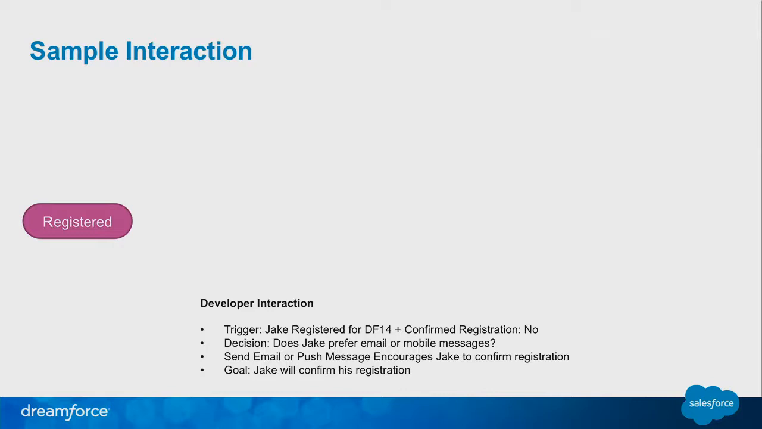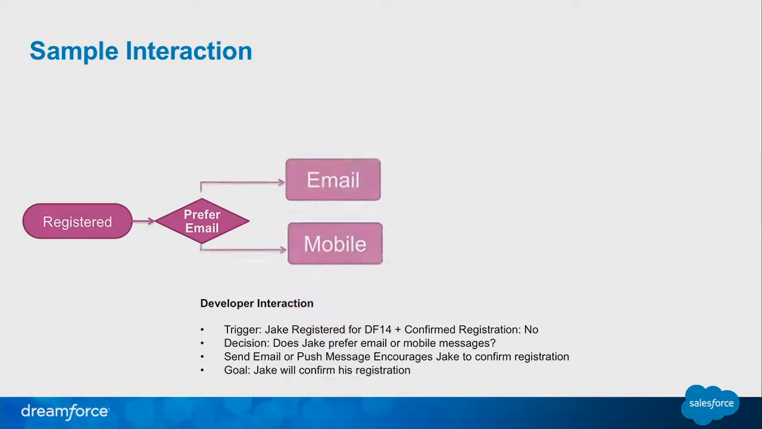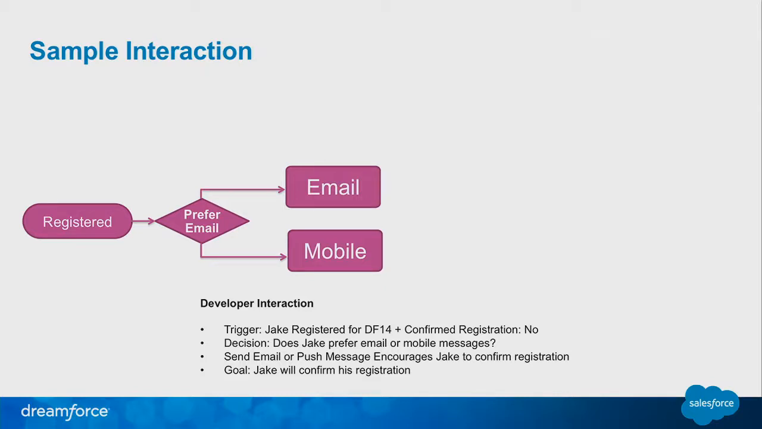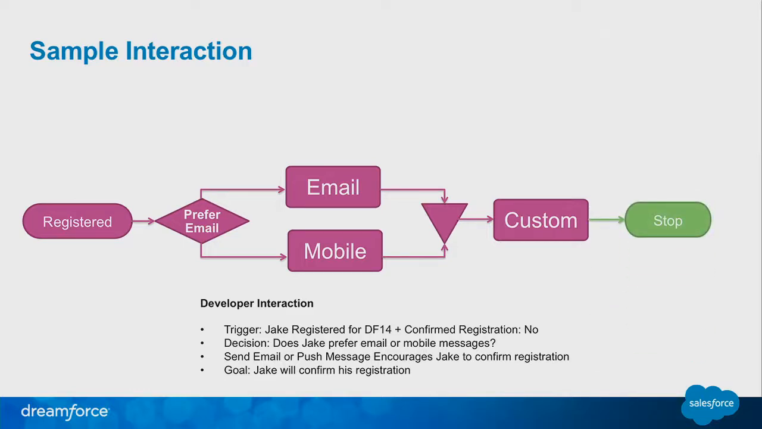So throughout the talk, I'm going to use an example. I'm going to have this interaction, a one-to-one interaction, where a person registers. So Jake registers for Dreamforce, but I've not confirmed my registration. So I need to engage with Jake to get him to confirm that registration. Now, this is a little bit contrived. I apologize, but it'll serve the purposes of this presentation. So Jake, we're going to decide: if he prefers email, I'm going to send him an email message. If he does not, I'm going to send him a mobile message, a push notification to his phone. Then I'm going to join, and then I'm going to do some custom activity. I'll talk about that later. And then that's the end of that interaction.